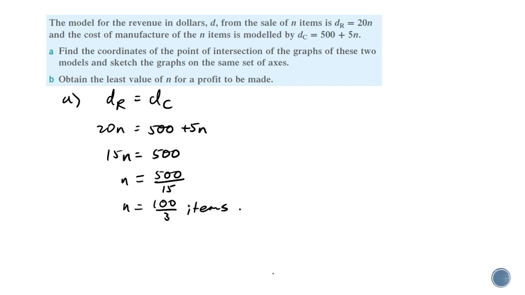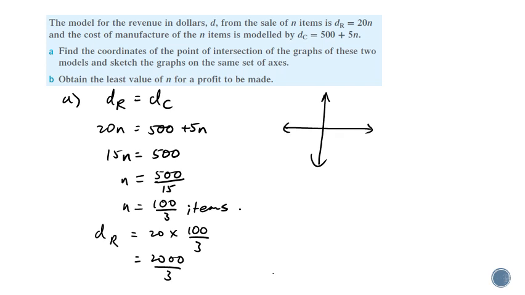Once we've got that, we then substitute it back into either dr or dc. Either one is fine. I'm just going to put it in dr because it's just 20 times it, which is nice to work out. So 2000 over 3. Putting that in the graph. Whoops, not x and y. We have n and d. Putting that in the graph.